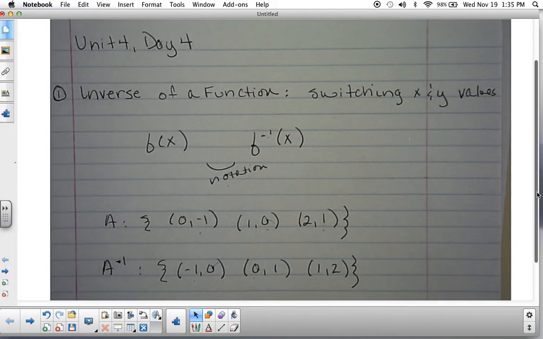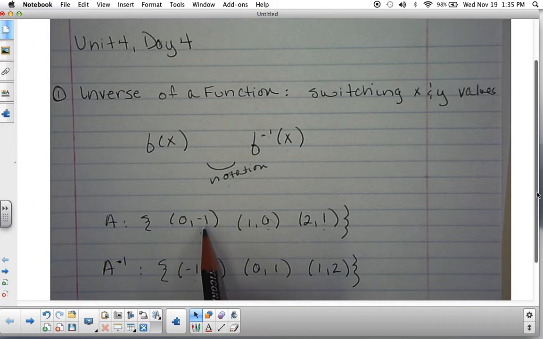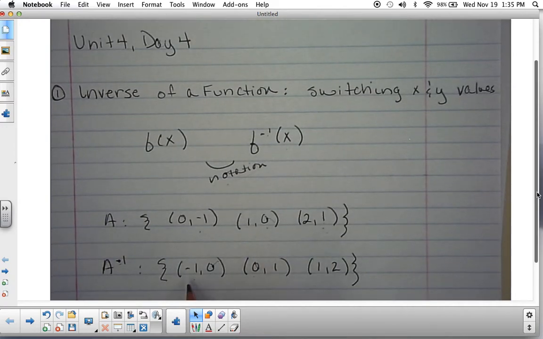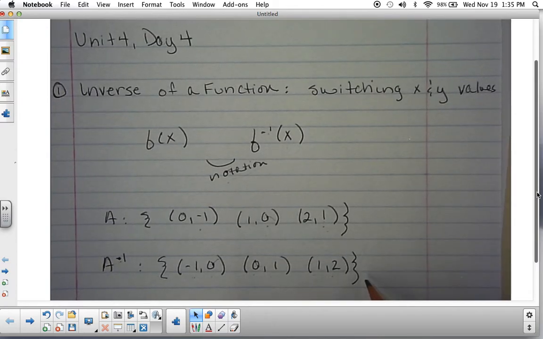All right, our first example, I just gave you some ordered pairs in function A. It's (0, -1), (1, 0), (2, 1). If they ask you to find A inverse or the inverse of A, all you do is take these ordered pairs and swap their spots. So it's (-1, 0), (0, 1), (1, 2). Just take x and y and switch their places, and that is the inverse.